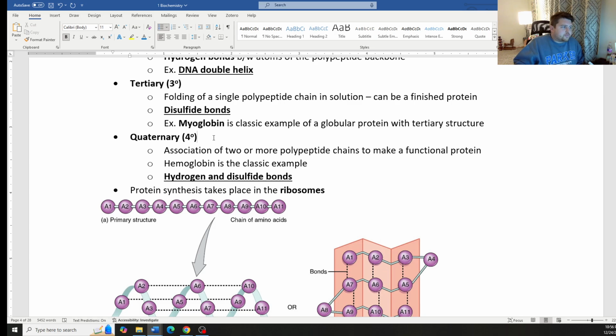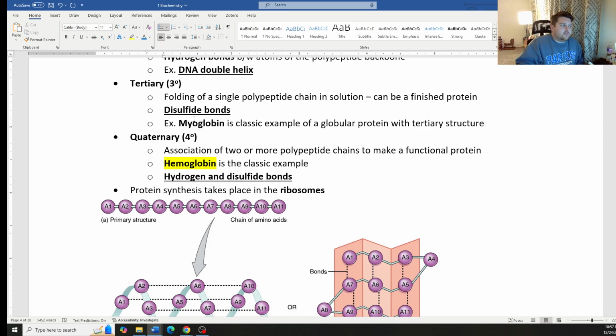Quaternary structure. This is a step beyond tertiary, where we take multiple tertiary structures and they all fit nicely together to form a larger protein. Oftentimes, this is going to form a protein that has multiple functions, or it can do multiple things. So this is an association of two or more polypeptide chains to make a functional protein. Hemoglobin is the classic example.